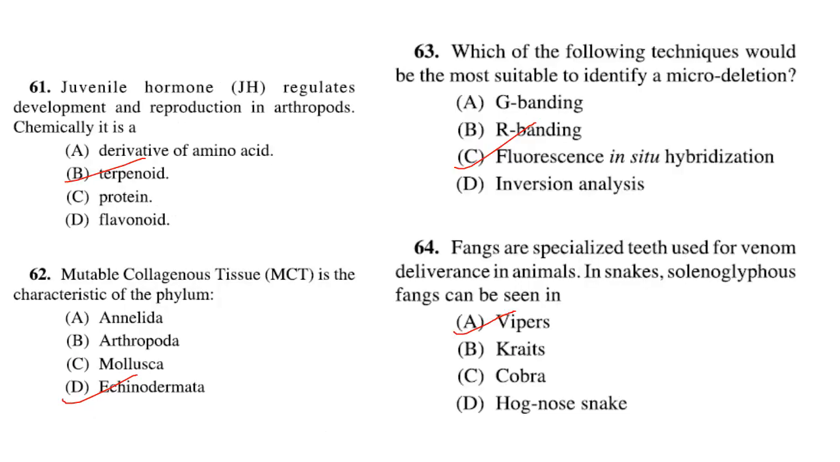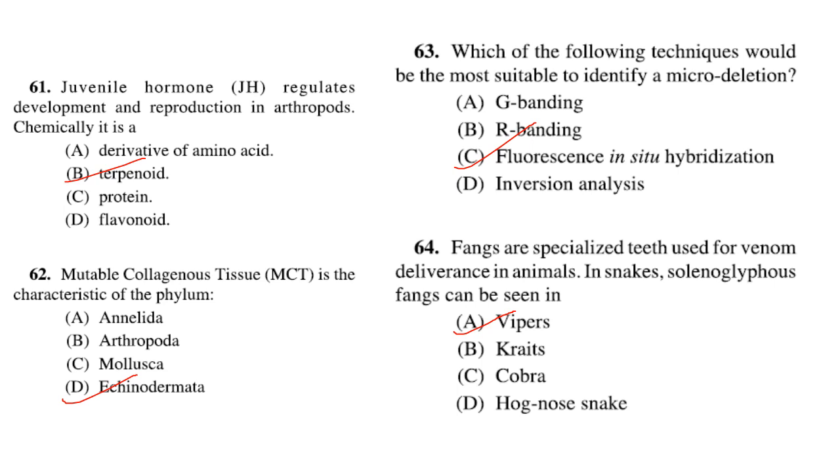Then next one. Juvenile hormone regulates development and reproduction in arthropods. Chemically it is a terpenoid. Mutable collagenous tissue is the characteristic of the phylum Echinodermata. Answer is option D. Which of the following techniques would be the most suitable to identify a microdeletion? If you want to identify a microdeletion, you have to go for the fluorescence in situ hybridization technique.